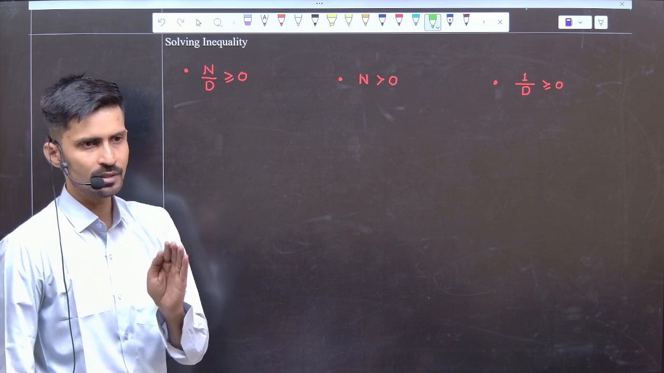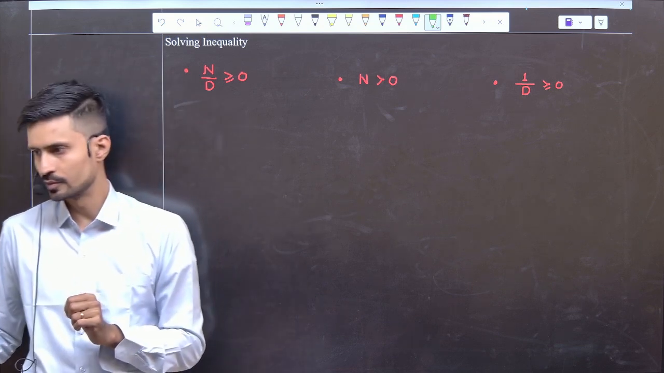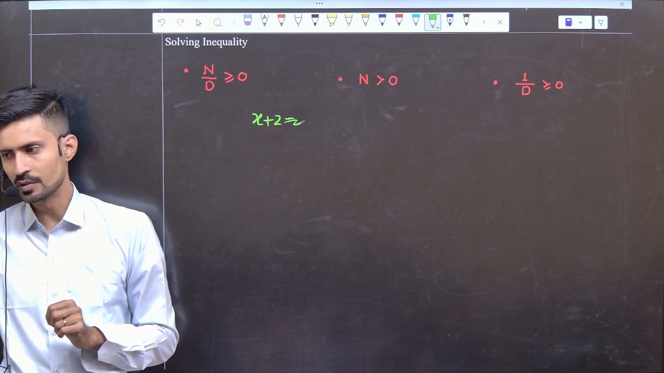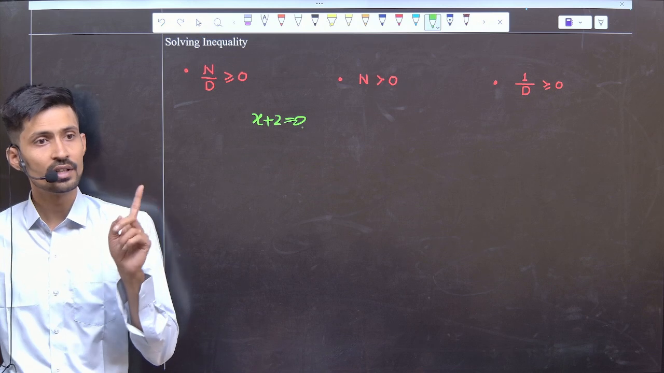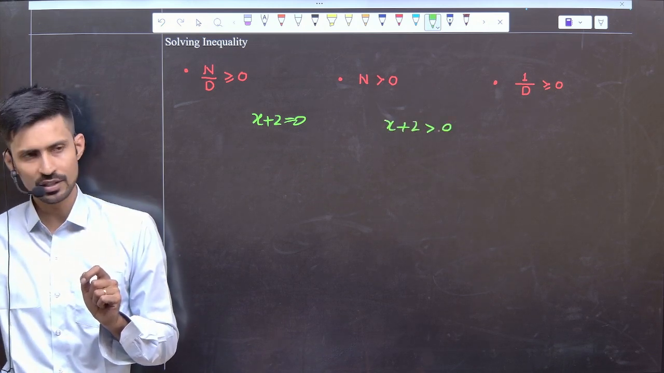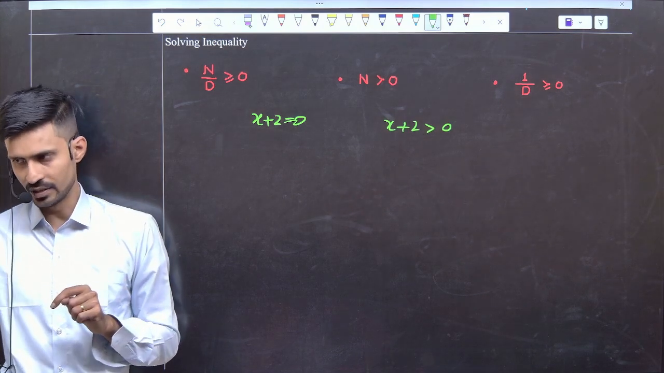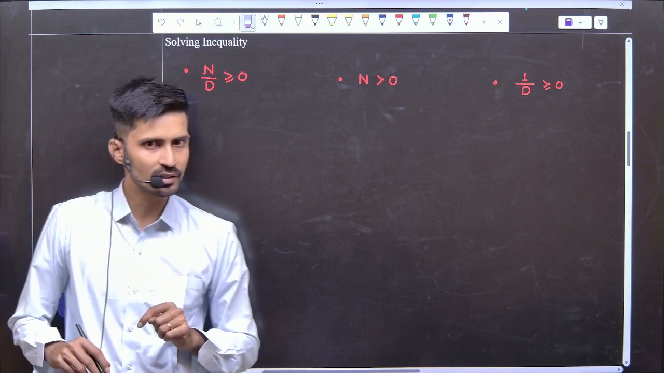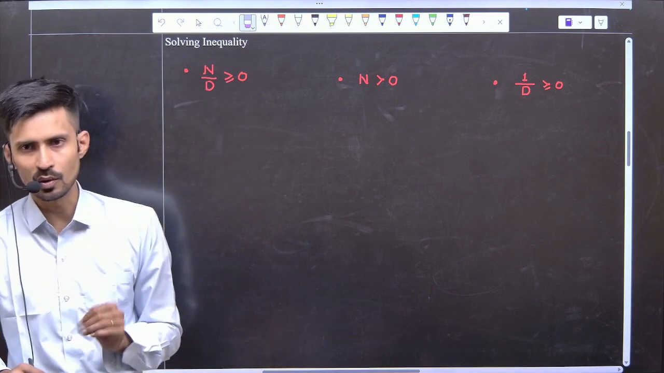Suppose I write x plus 2 is equals to 0. If I write x plus 2 is equals to 0, what is this? Equation. But the same thing, if I write x plus 2 greater than 0, what is this? Inequation. Okay? So we are going to learn how to solve inequation.